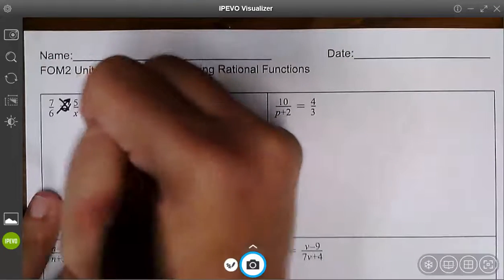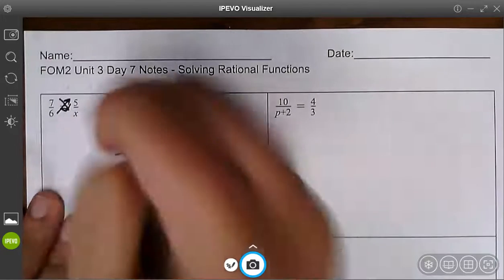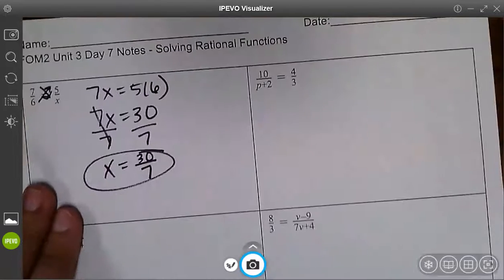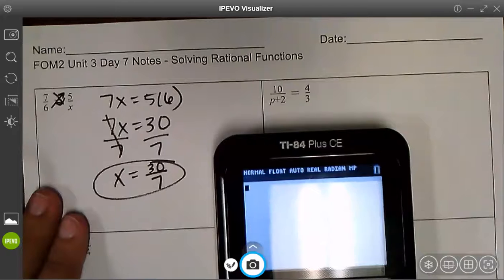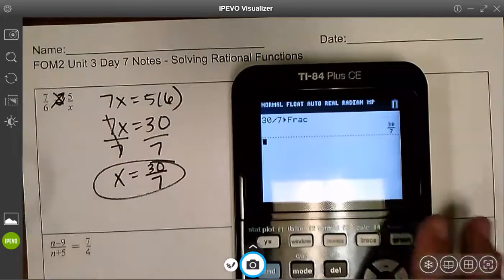Divide both sides by 7. And then the only thing I want you to do is simplify the fraction if it can be simplified. You can always check that by putting it in your calculator, hitting math, fraction, enter, and it will simplify it for you if it can be simplified.